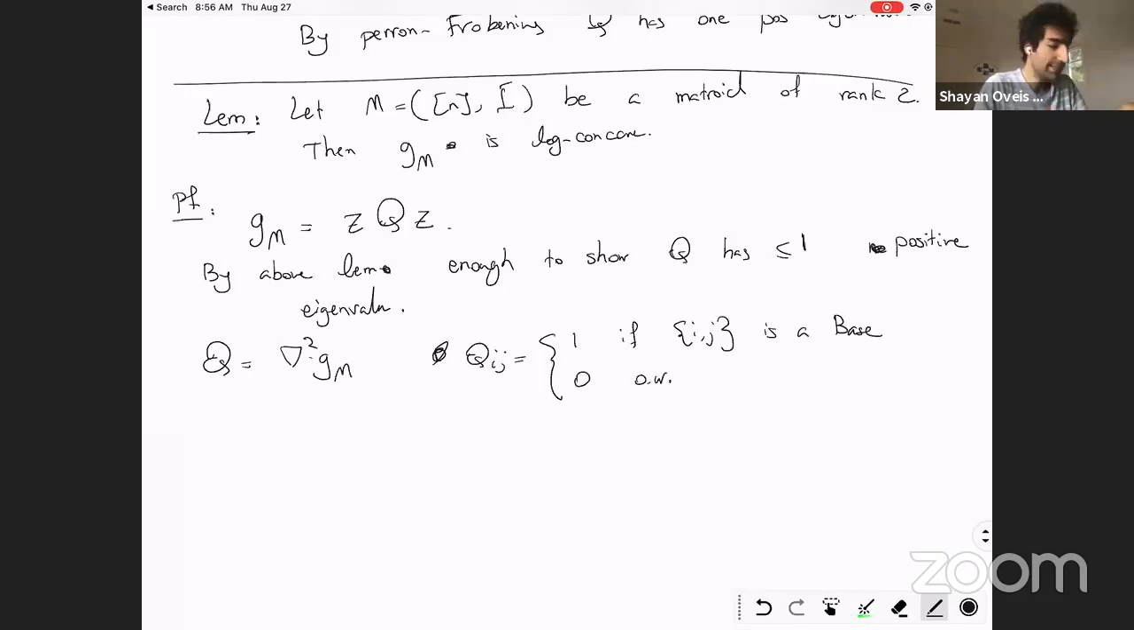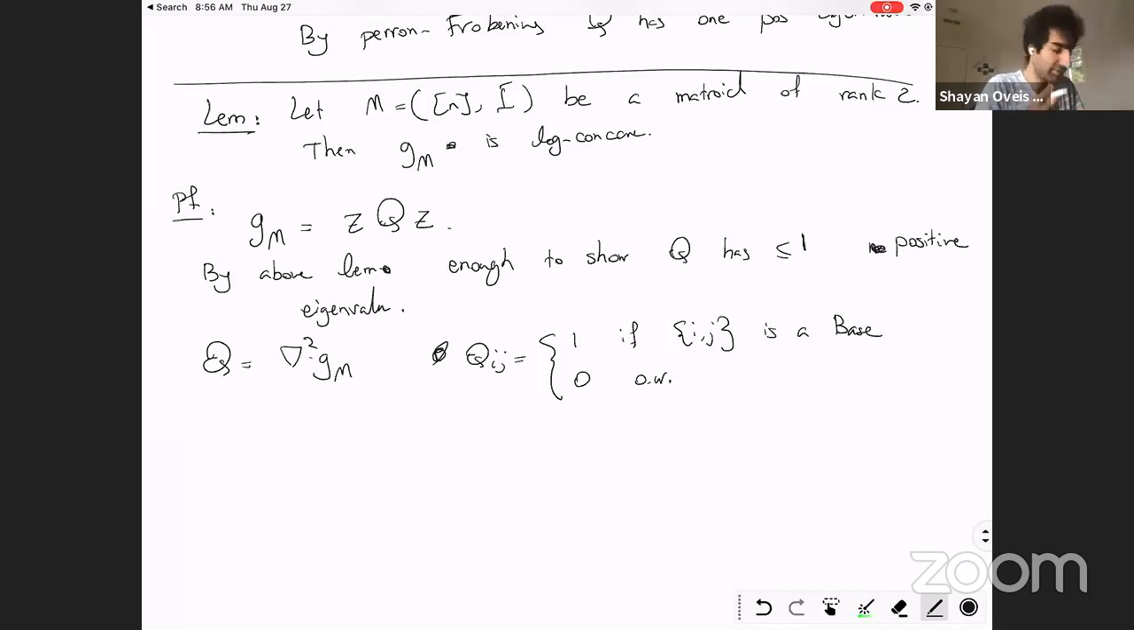If it's a base, z_i z_j shows up in the generating polynomial; otherwise, it's 0. And in particular, on the diagonal you always have 0, because z_i squared is not a base. So on the diagonal, I have 0. Now I have this 0-1 matrix, and I want to understand its eigenvalues. So how do I do that?